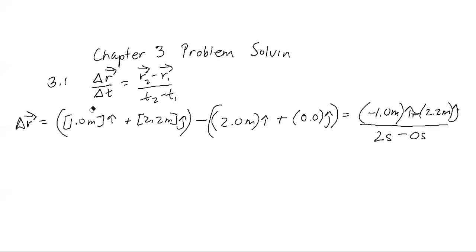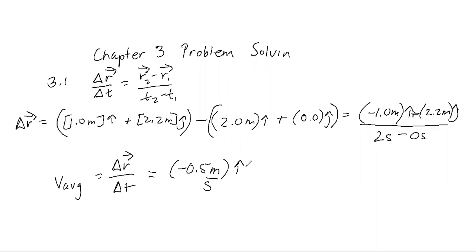So my v average is going to be delta r over delta t. And finally, dividing through, we're going to get -0.5 meters per second i plus 1.1 meters per second j. That's part B.